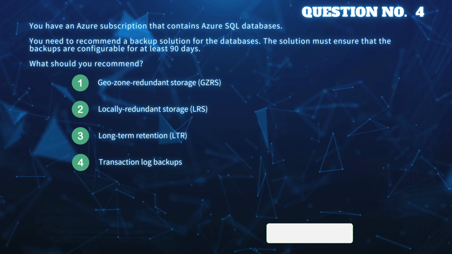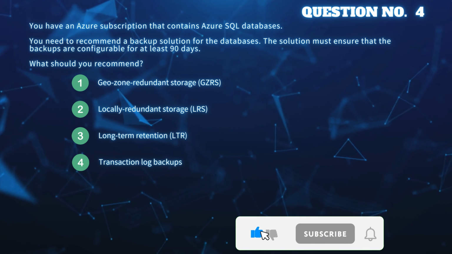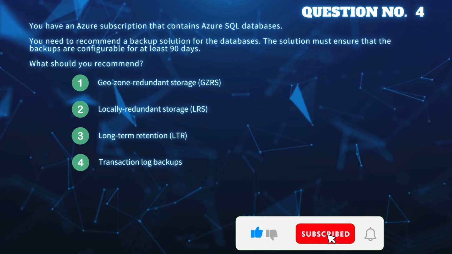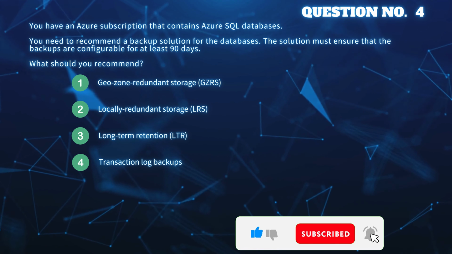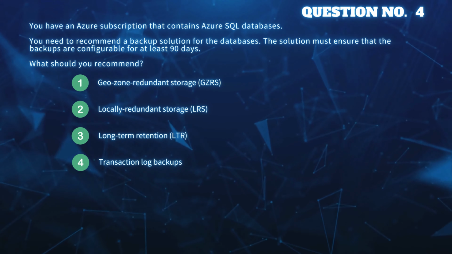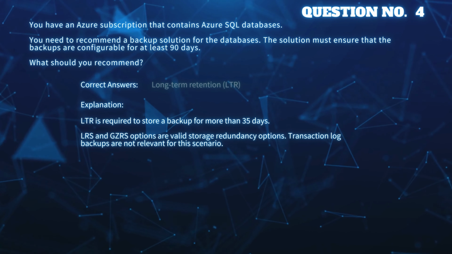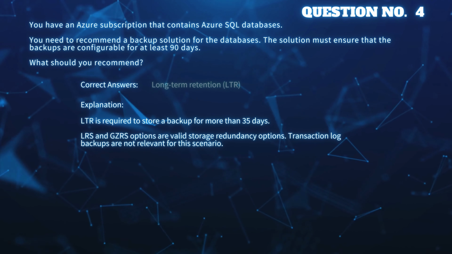What should you recommend? Option 1, Geo-Zone Redundant Storage, GZRS. Option 2, Locally Redundant Storage, LRS. Option 3, Long-Term Retention, LTR. Option 4, Transaction Log Backups. Correct answer, Long-Term Retention, LTR.